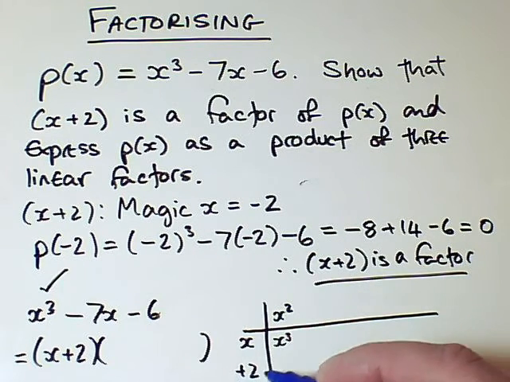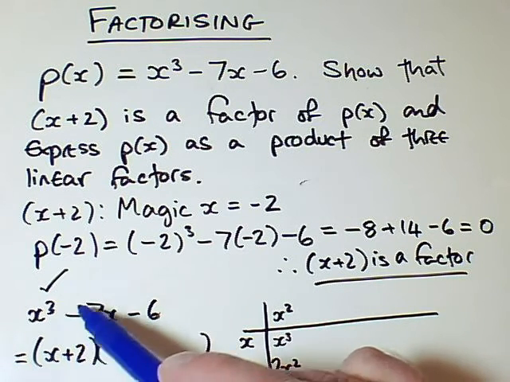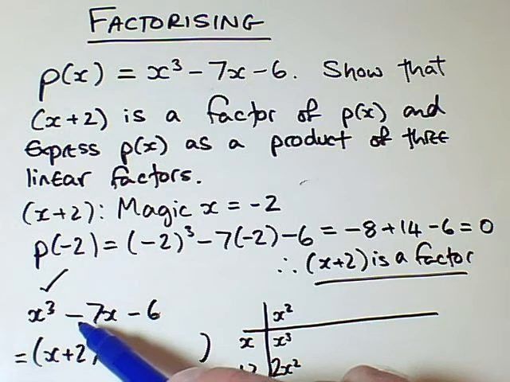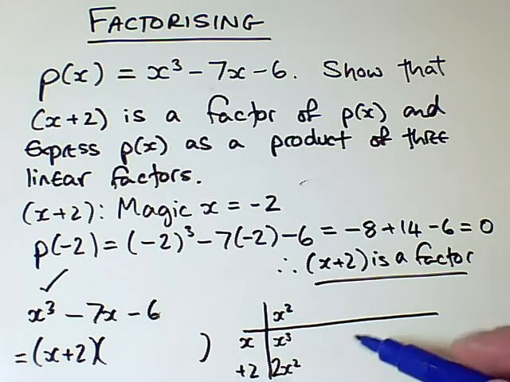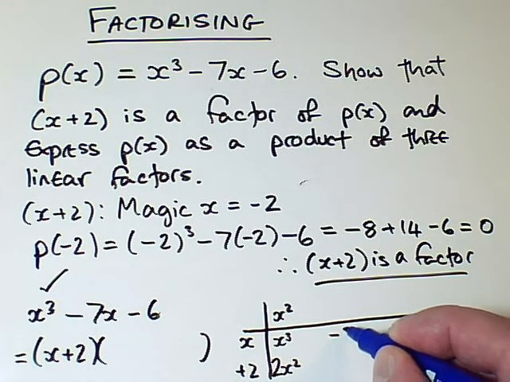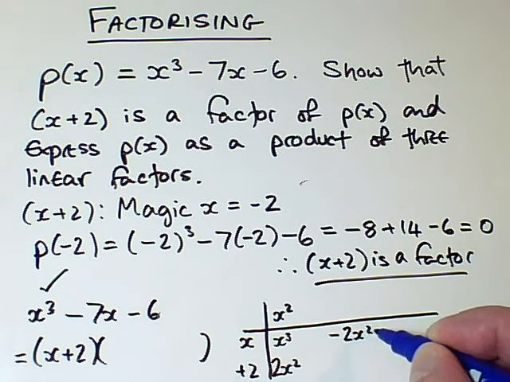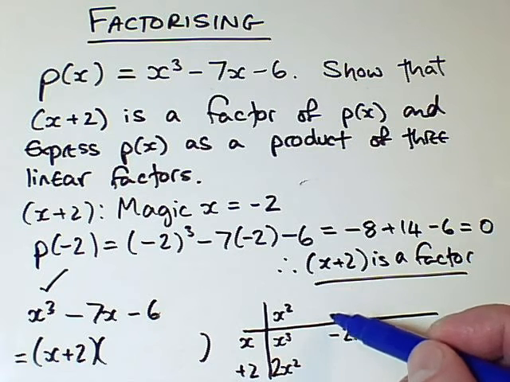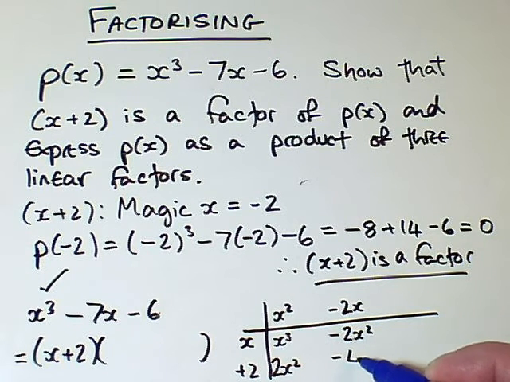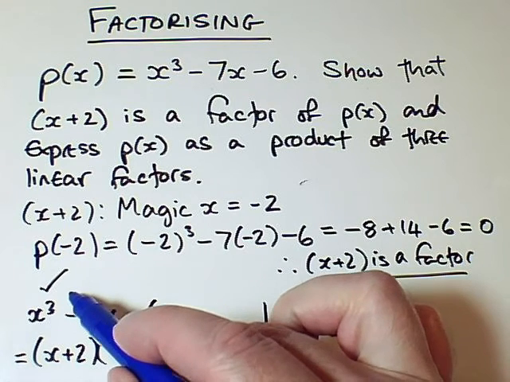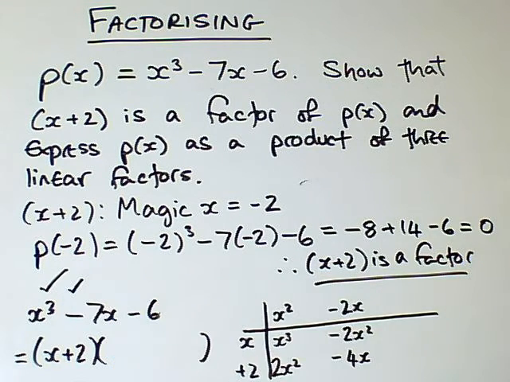Now here I'm going to get 2 x squareds. Now, although there is a 0x squared term here, I still have to think about that term. I want to end up with 0x squared. I've got 2x squared here, so to arrive at 0 I need minus 2x squared. So x times minus 2x is what will give me that. And then I'll get a minus 4x here. So I've made the x squared term that I can't see work out.